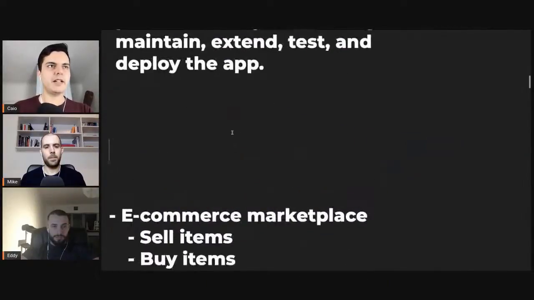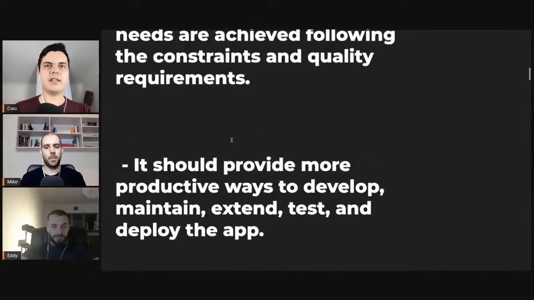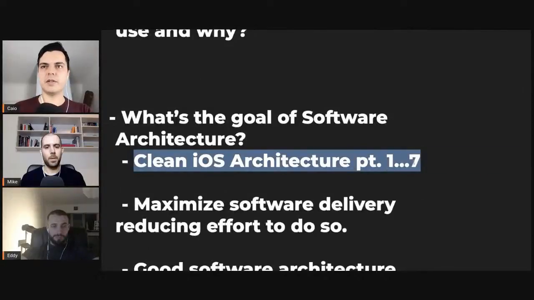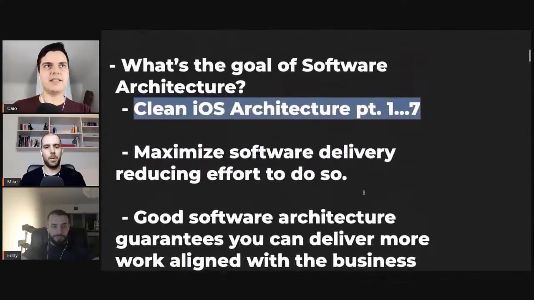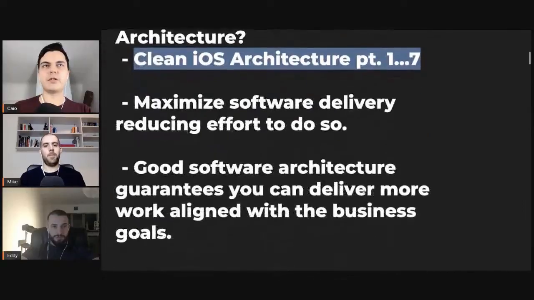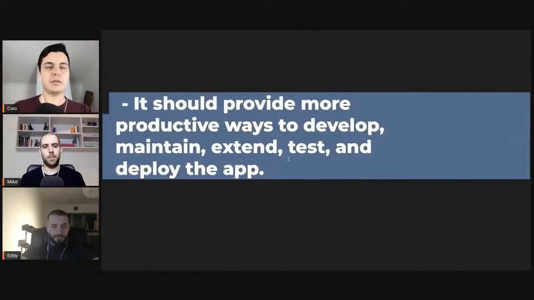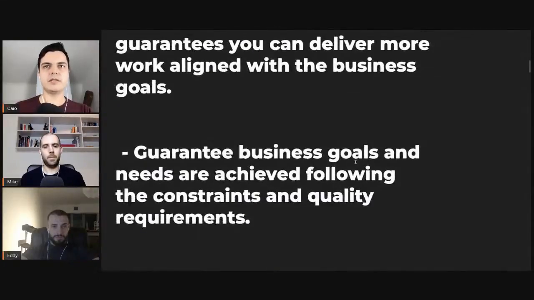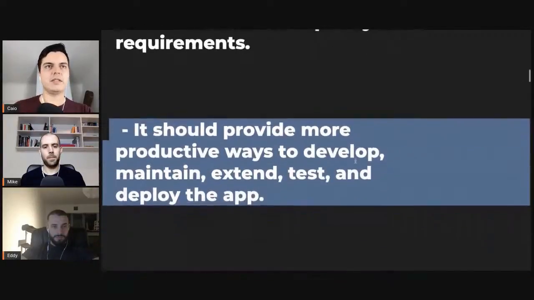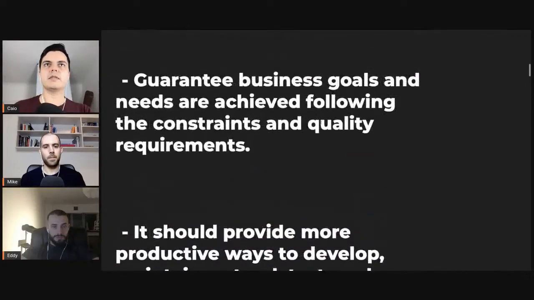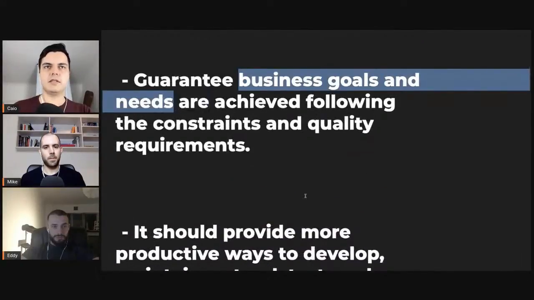I know that this may be very high level and it doesn't make much sense at this point. That's why I told you to check out the Clean iOS Architecture, part 1 to 7, where we explain this in detail with diagrams as well. We show code as well. And yeah, so this is the role of architecture: guarantee the business goals and needs are achieved following the constraints and quality requirements of the project. Right? It should provide productive ways to develop, maintain, extend, test, and deploy the application based on the goals and needs of the business.